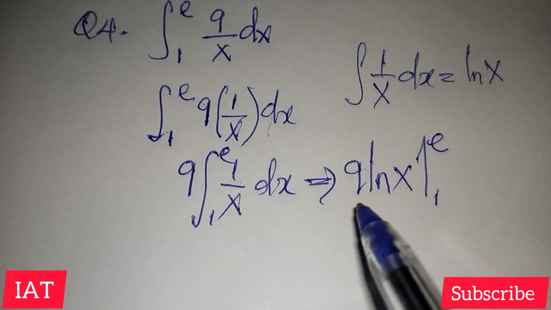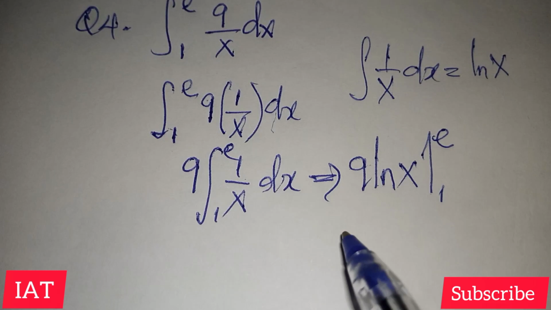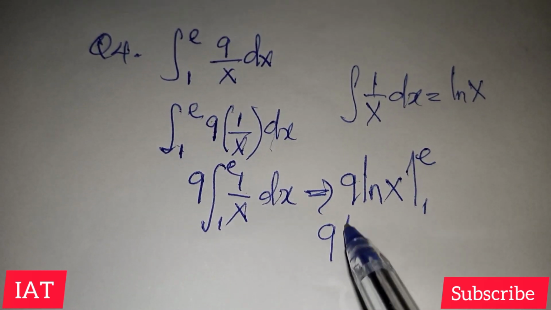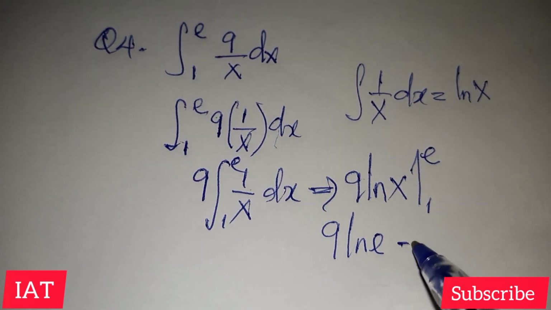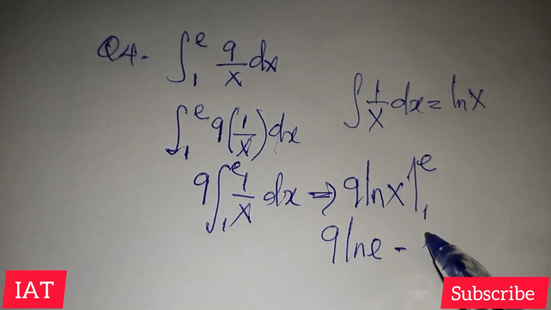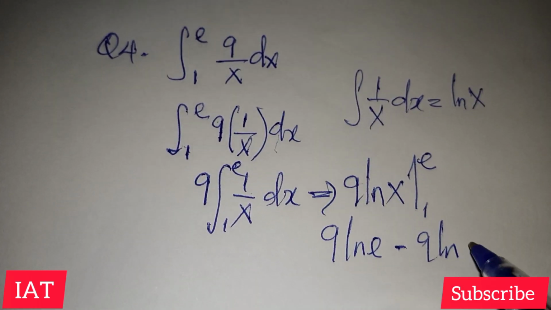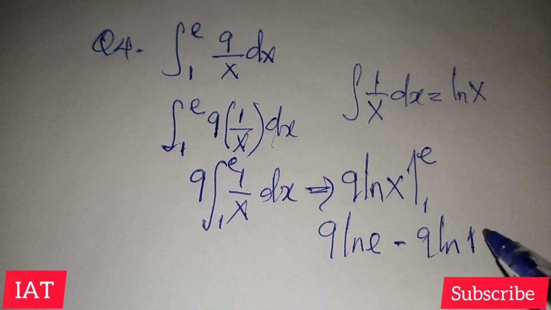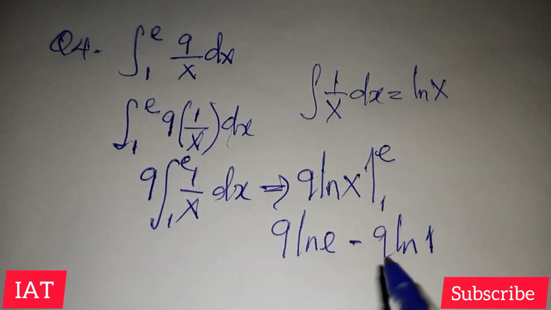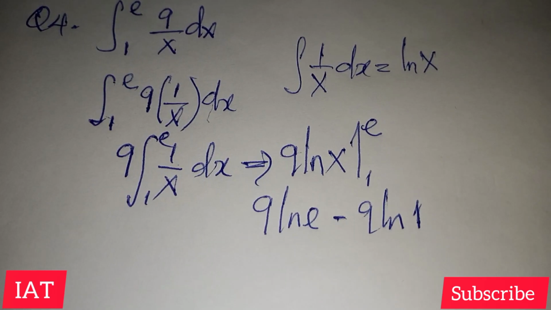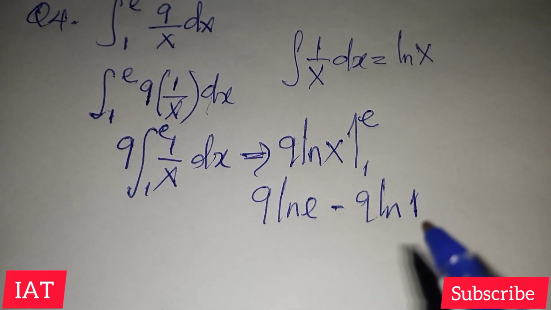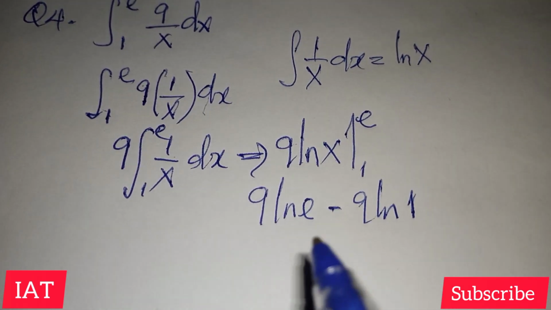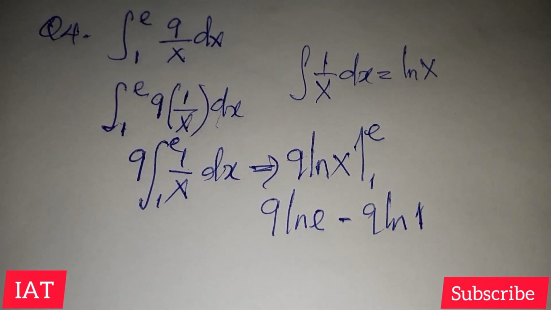So what we need to do at this point is to make the substitution. So I have 9 ln e, minus, the next one is 9 ln 1. So what do you think is the solution to this? Pause the video and then drop the answer, whatever you think to be the solution of this problem, in the comment section.